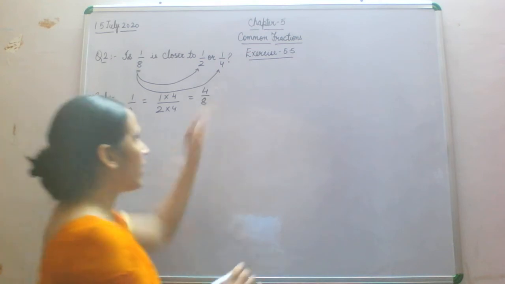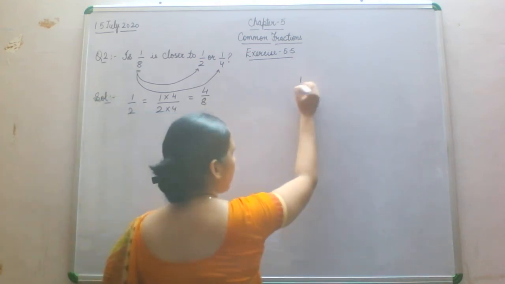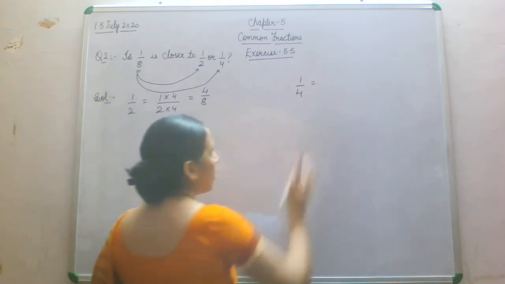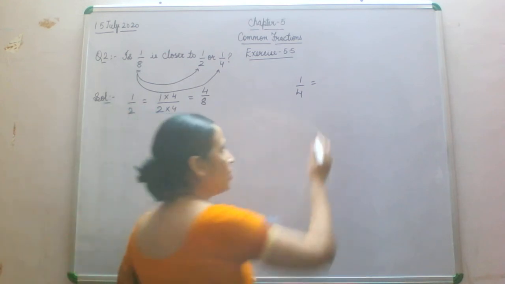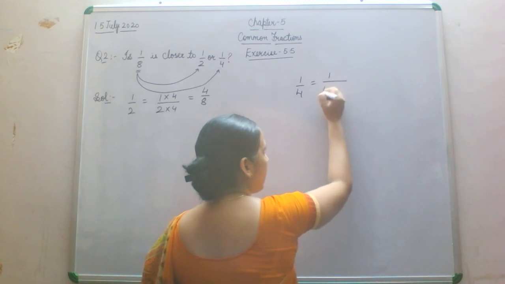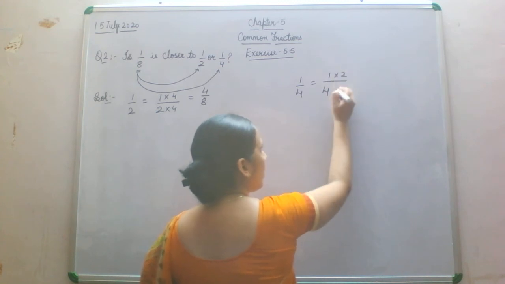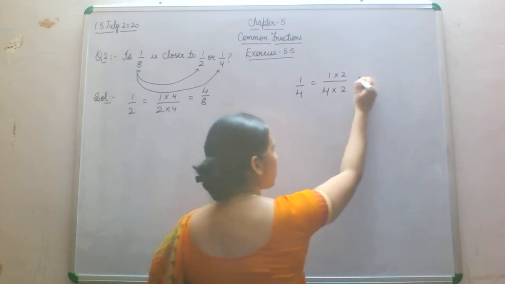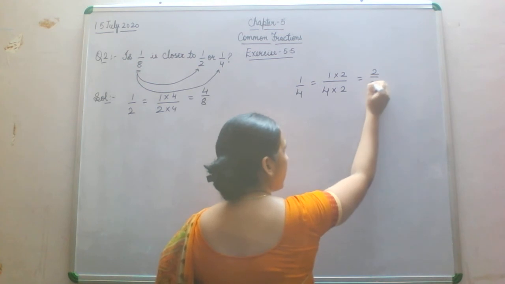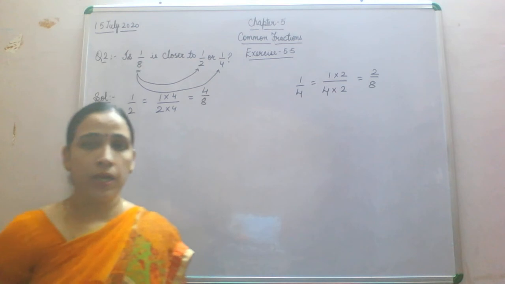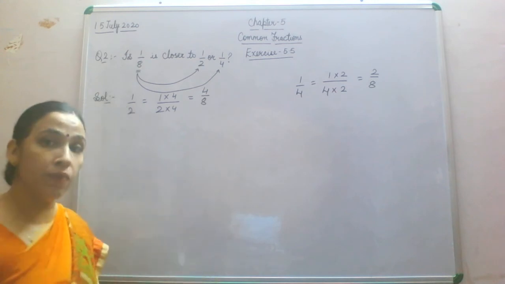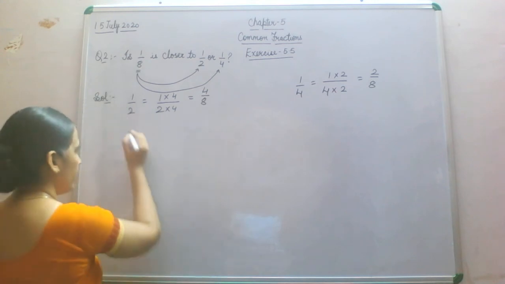Then we come to our next one, which is 1 by 4. Now 4 will be multiplied by which number? By 2. So here we will multiply 1 by 2. Similarly 4 by 2, that will become 2 by 8. Fine. Now which is closer? This you have to find out. That we will understand with the figure only.